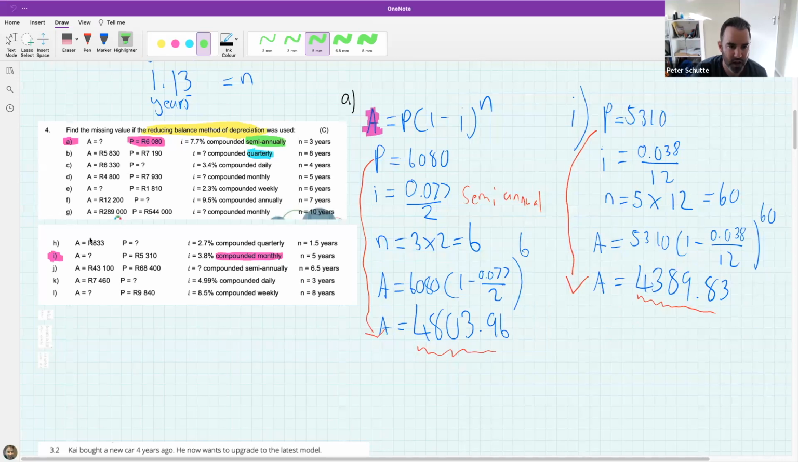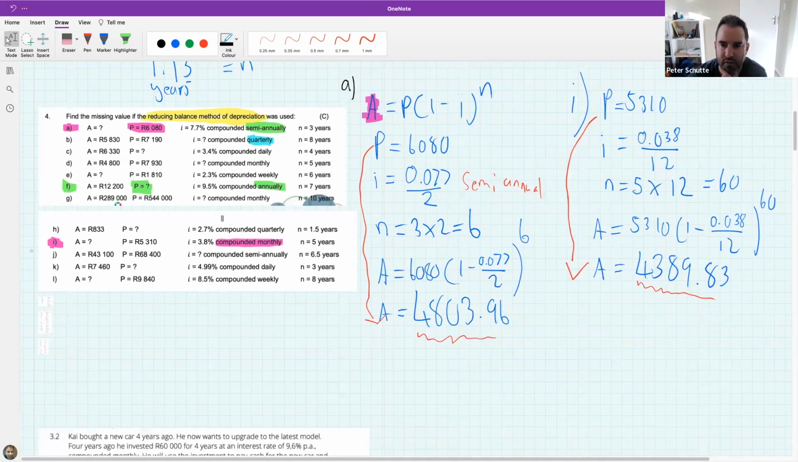Okay. So now the question is, what other type of question could we ask? Well, instead of working out what A is, can you work out what P is? Compounded daily is not ideal for now. Let's do F. So I want you to find me what P is, and it's compounded annually in this case. So once a year, the depreciation happens. See if you can work out the answer for F.